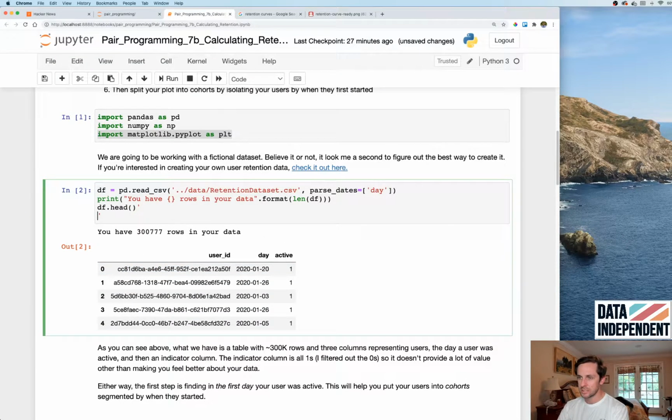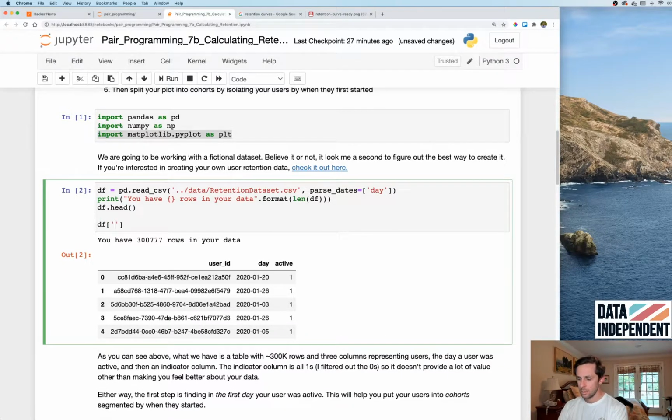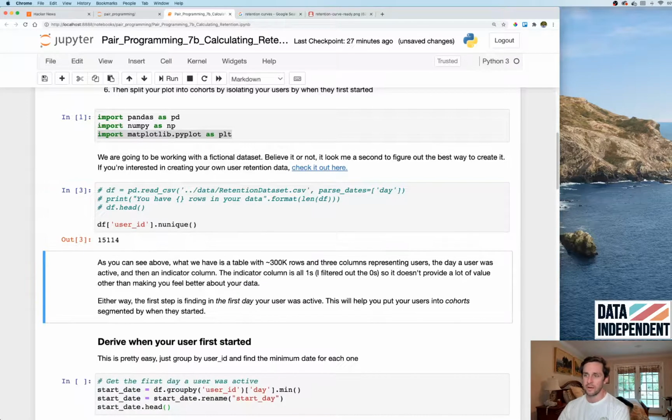And so let's see really quickly how many users we have, just to get a good feel for what we have. I'm going to say user ID, then I'm going to say dot nunique, which stands for number of unique, which will just tell you how many unique values we have.